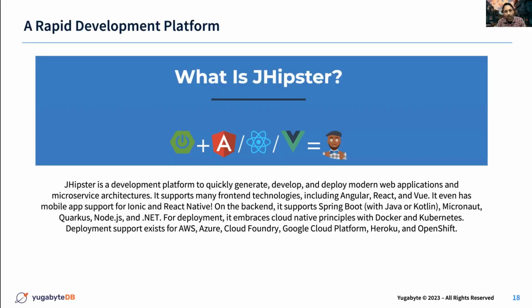All right. The way we are going to build this application is we are going to use a scaffolding accelerator called JHipster. JHipster is an open source project. It is a rapid application development platform to quickly generate, develop, and deploy modern-day web applications. It supports a ton of client-side framework options and server-side framework options, and the rest of the deployment and CI/CD options that we looked at in the earlier slides. Those things are natively supported by JHipster.